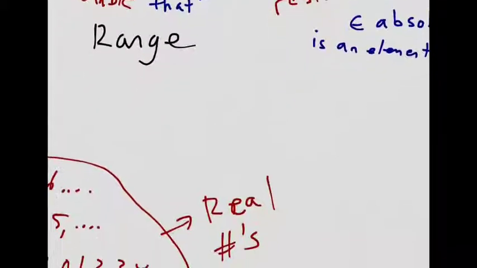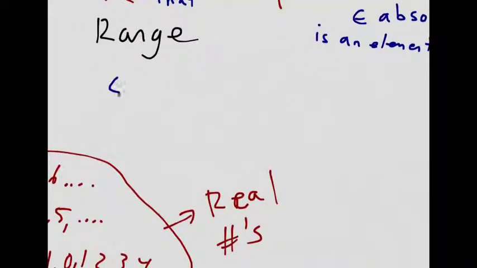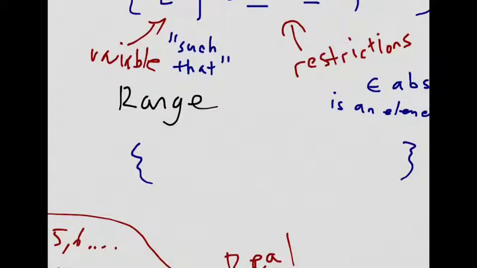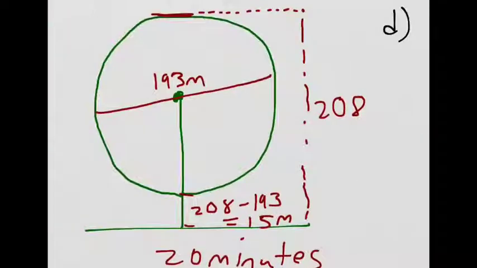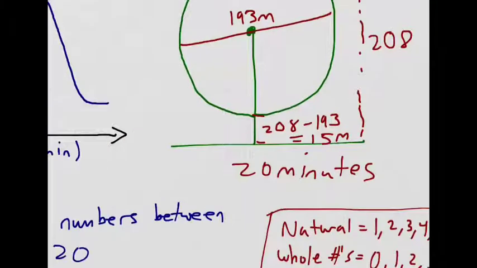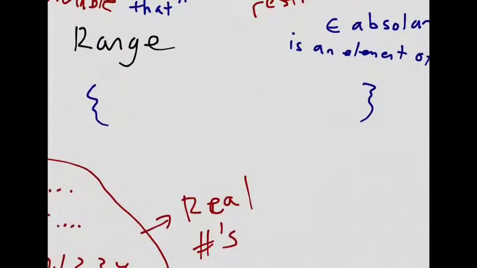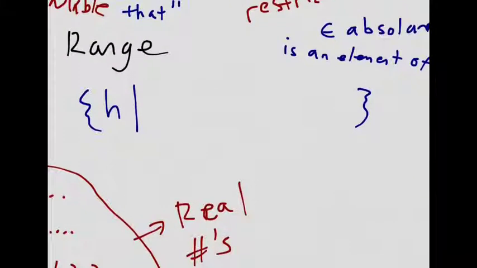Let's see if we can do that for range. So we set up our set brackets. We ask ourselves first what kind of variable the range is represented by. In this case, you will remember, what was it? H, right? So the range is represented by the variable h such that, now tell me the restrictions on h. What was the lowest point and the highest point? Well, h had to be bigger than or equal to 15, that was the lowest point, and less than or equal to 208.